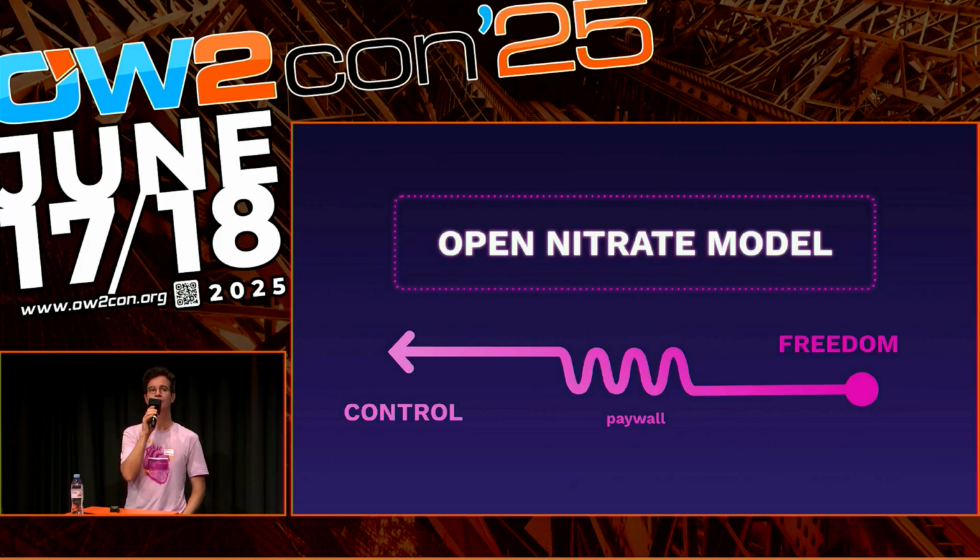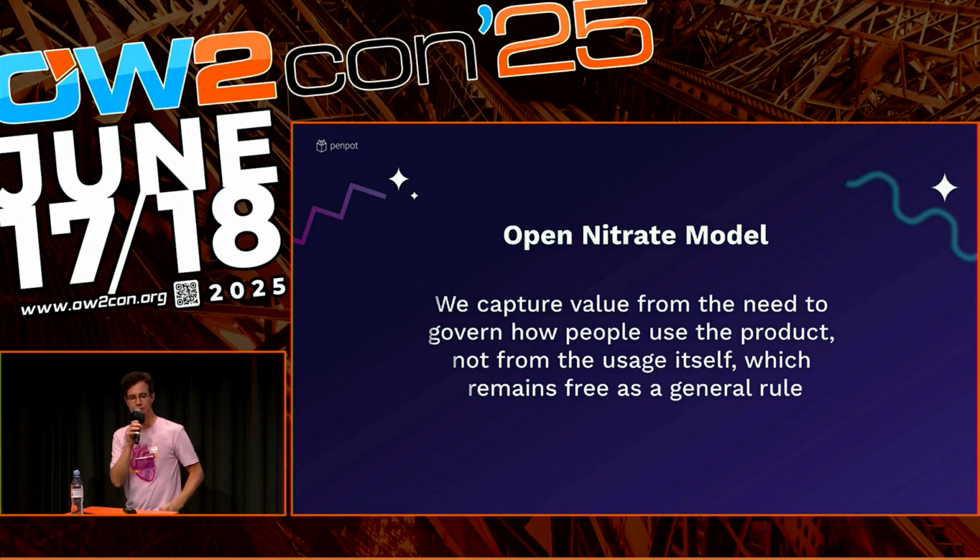You pay to limit the freedom of the users that use our open source product. If you want to control, you pay. If you want to control a lot of people, you pay a lot. If you want to control a lot of people a lot, you pay a lot. Okay? So, in the Open Nitrate Model, we capture value from the need to govern how people use the product, not from the usage itself, which remains free as a general rule.